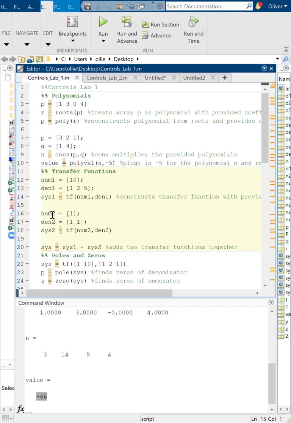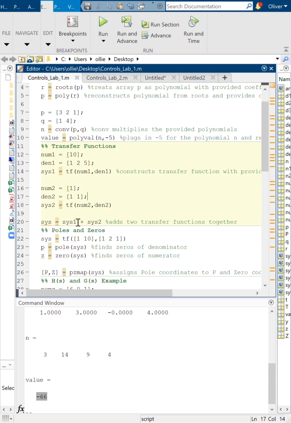In our second transfer function, we'll have a numerator of 1 and a denominator of s plus 1, or 1s plus 1, and then we'll put them together using the tf function. So now I have system 1 and system 2, and then we can add the two transfer functions together just by using the addition key.